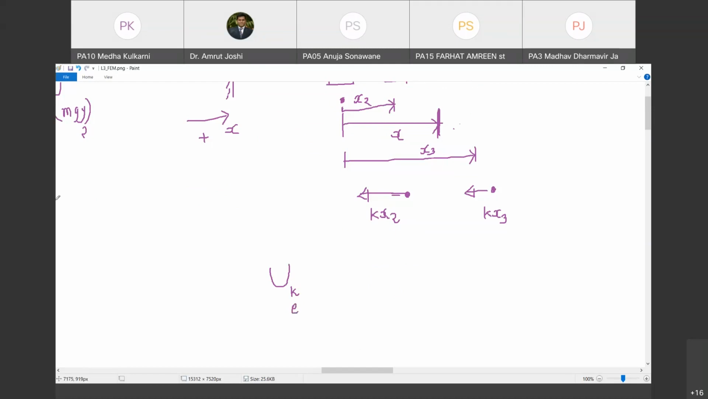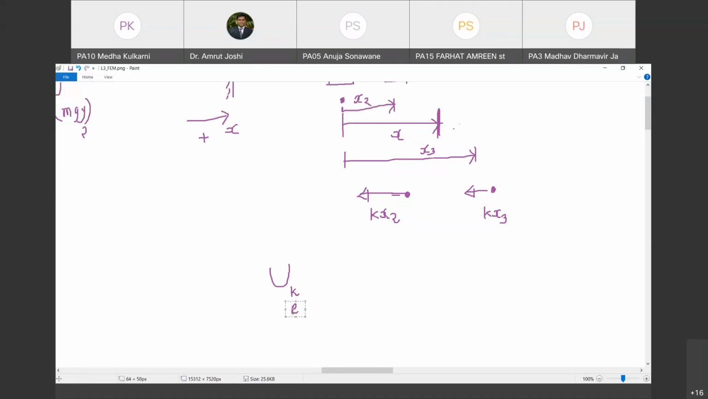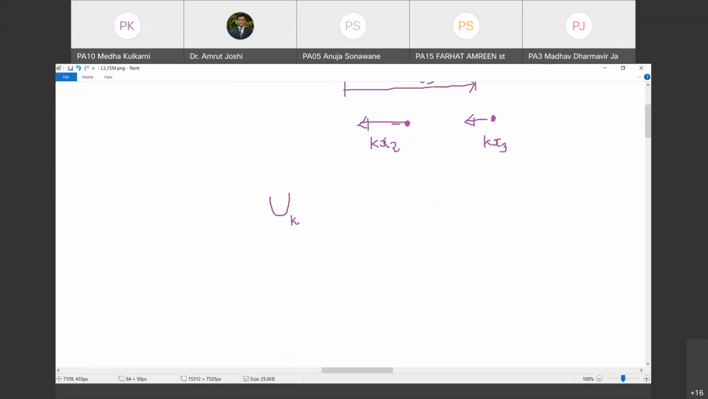So what is the work done by this spring force, which is not constant? It is changing from point to point, from position number 2 to position number 3. Do you agree with me? Yes, sir. What is the work done in moving the object from 2 to 3 is the question that I am asking. Are you getting the question? Yes, sir. So we are dealing with a force which has varying magnitude. Yes, sir.